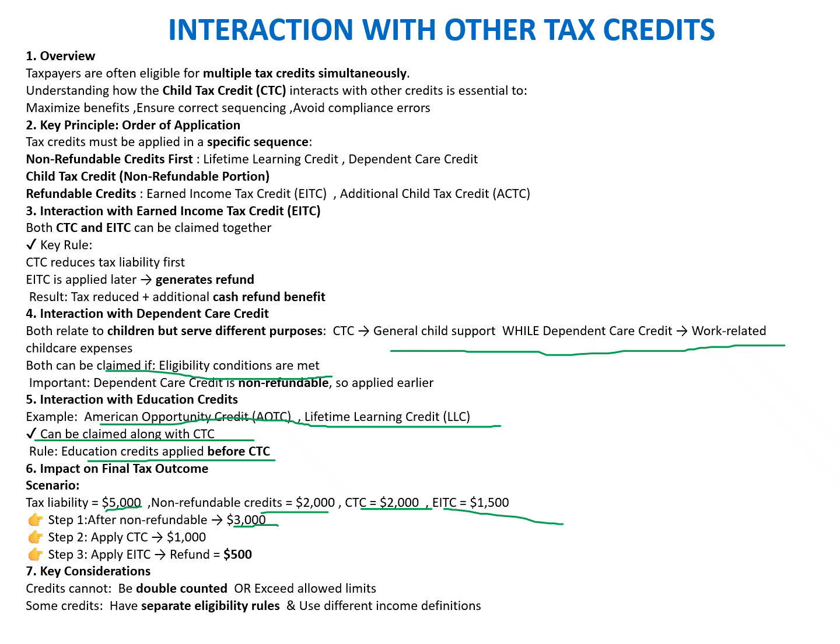Then we'll apply the CTC. So out of the 3,000, we'll apply the CTC, which will reduce the tax liability further to 1,000. Then we'll apply the EITC to generate the refund of 500. So out of the remaining tax liability of 1,000, we'll apply 1,500 to generate a refund of 500. The key consideration is that credits cannot be double counted or excess allowed. Some credits have separate eligibility rules and can be used differently with the income definition. So we'll move to the next slide.